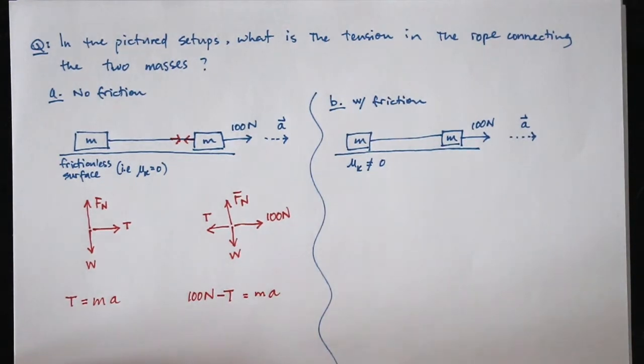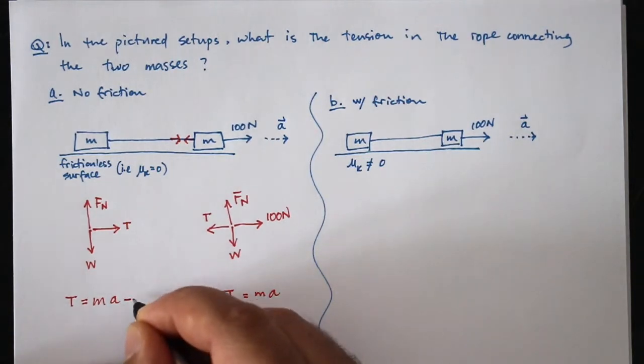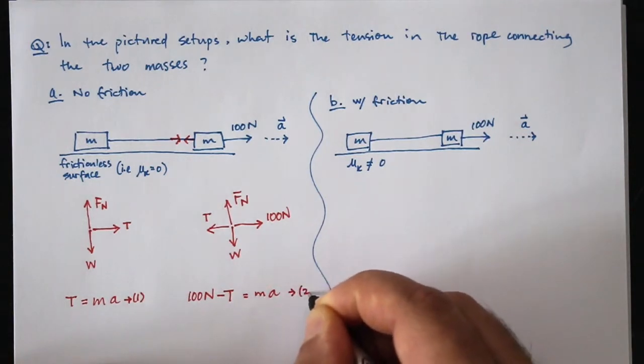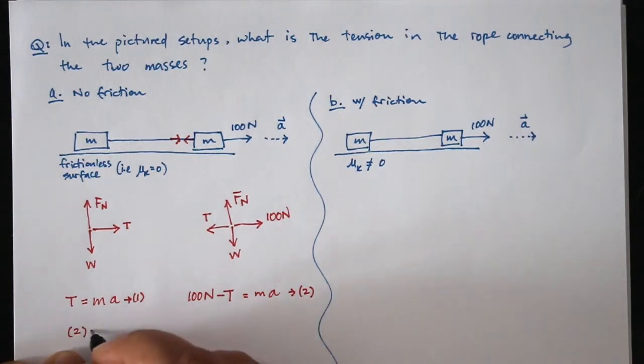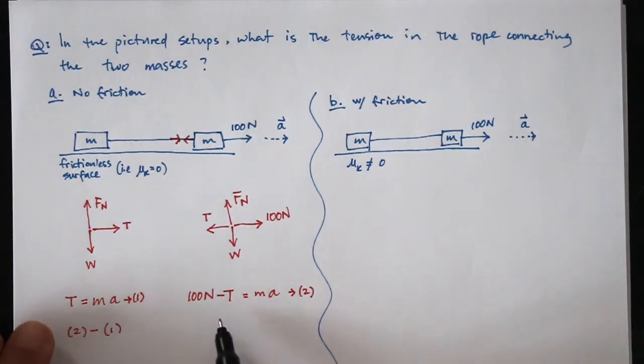Now if I combine these two equations, let's say I'm going to call this equation 1, and I'm going to call this equation 2. I'm going to combine these equations in the following way. I'm going to subtract equation 1 from equation 2. So the way I subtract these two equations is I'm going to take the left-hand side, subtract 2 minus 1, and in the right-hand side, I'm going to subtract 2 minus 1.